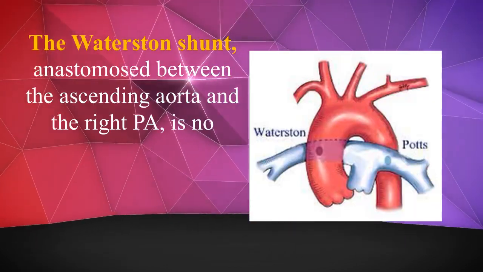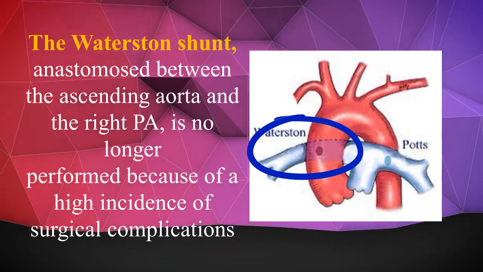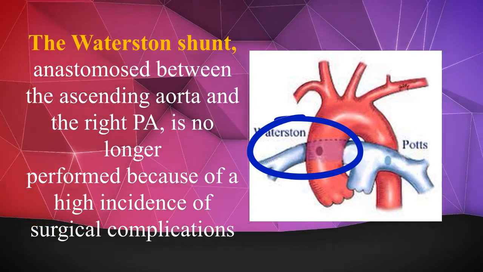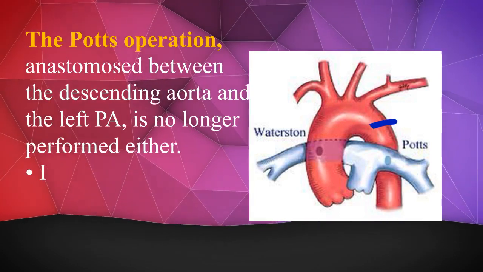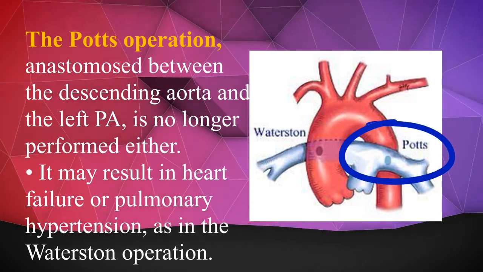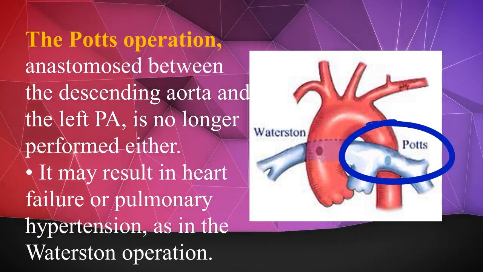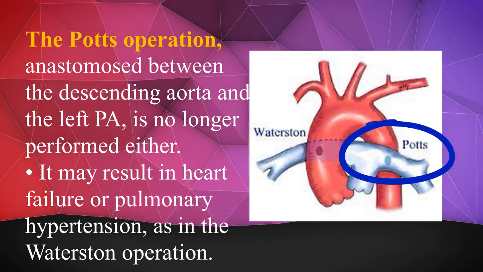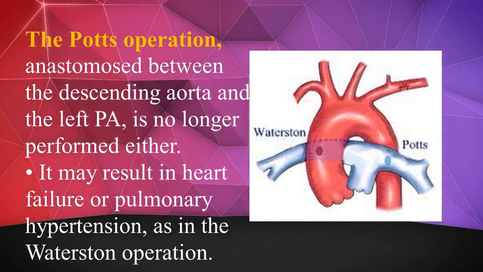The Waterston shunt, anastomosed between the ascending aorta and the right pulmonary artery, is no longer performed because of a high incidence of surgical complications. The Potts operation, anastomosed between the descending aorta and the left pulmonary artery, is no longer performed either. It may result in heart failure or pulmonary hypertension, as in the Waterston operation.